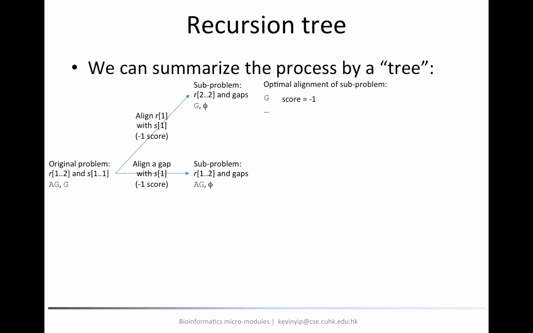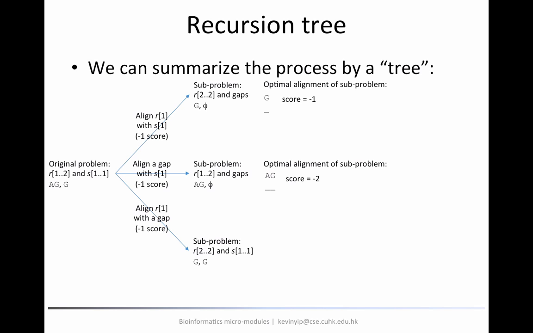In the second possibility, we align a gap with S1. Again, since it is an indel, we know there will be a -1 score. And the new subproblem is to align R[1...2] with an empty string. Again, it is obvious that there's only one possible way to do this alignment, which is to have two gaps in the second sequence. So there will be two indels and the score will be -2.